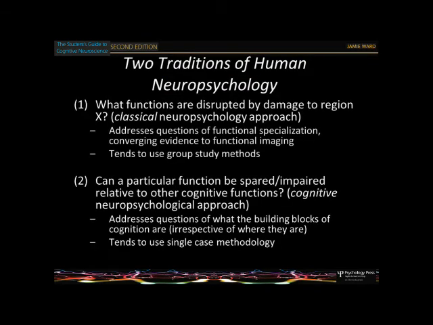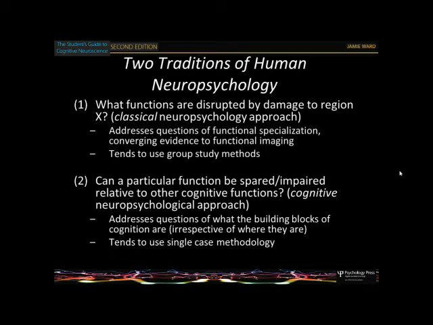So really what we're looking for in neuropsychology, so patient-based neuropsychology, is we try to figure out how cognition is structured and also how cognition maps onto the brain. So we can ask two questions here. What functions are disrupted by damage to a given region? So you can take a group of patients who have damage to a particular region, and you can ask the question, what are they good at? What are they impaired at?